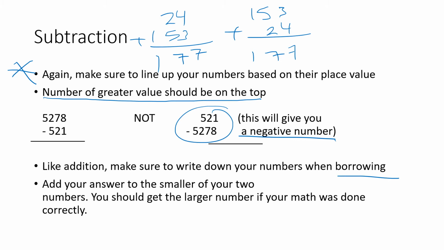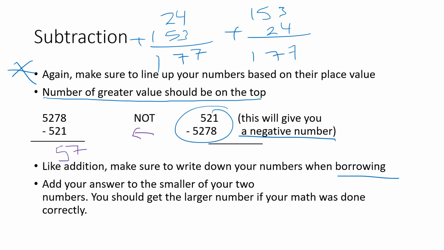And to check your answer, you will add your answer to the smaller of your two numbers in the problem. So let's take a look at an example, and then we'll talk about checking your problem. So over here, our properly set up problem. We have 5,278 minus 521. Again, always start on the right, so 8 minus 1 is 7. 7 minus 2 is 5. And now we have 2 minus 5.